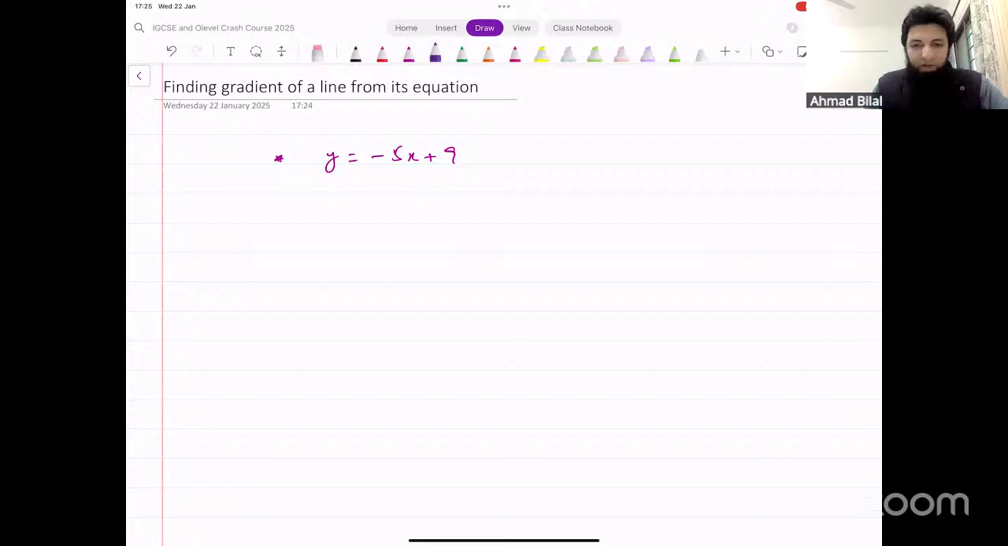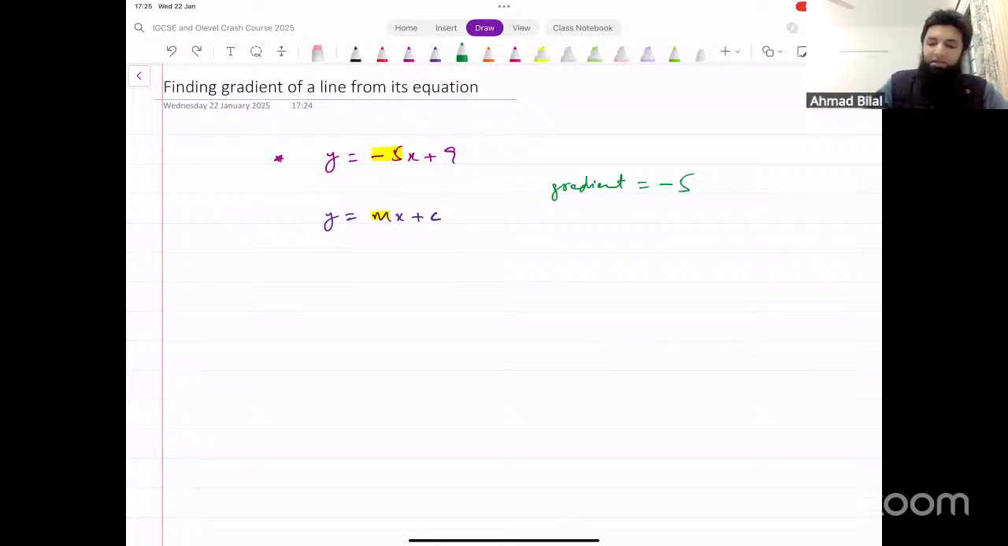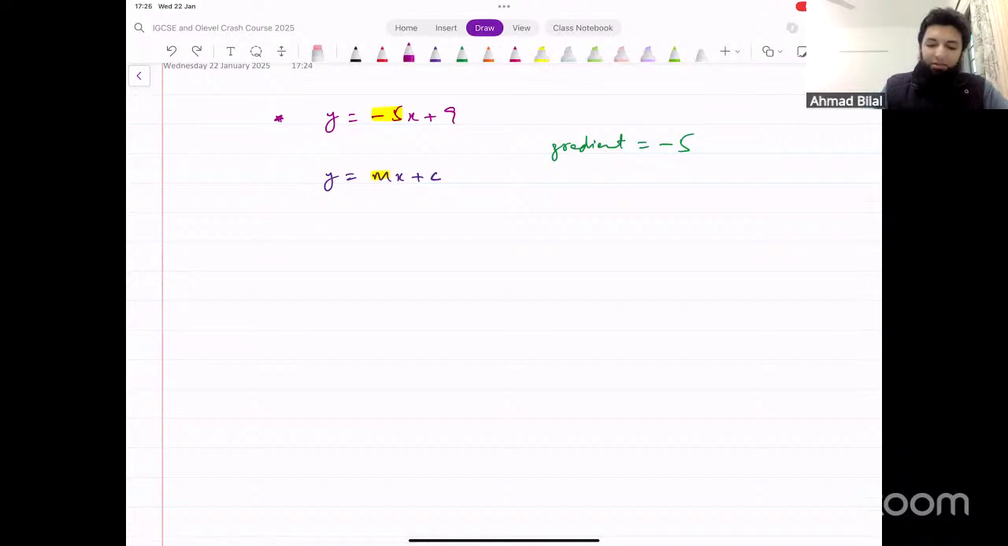You compare with the standard form. What's the standard form? The standard form is y equals mx plus c. You compare with that. What do you have as the coefficient of x? The coefficient of x in this case is minus 5. So you say the gradient, therefore, is going to be minus 5. So if you have the equation given in this form, you can say the gradient is negative 5. Okay, let's take another example. Let's say we had something like this.